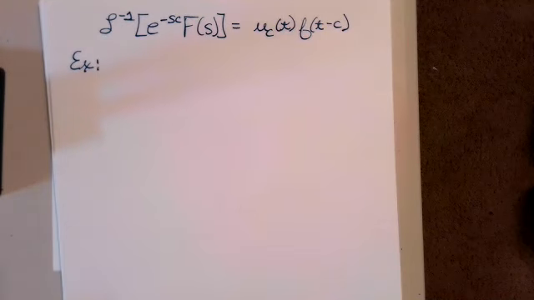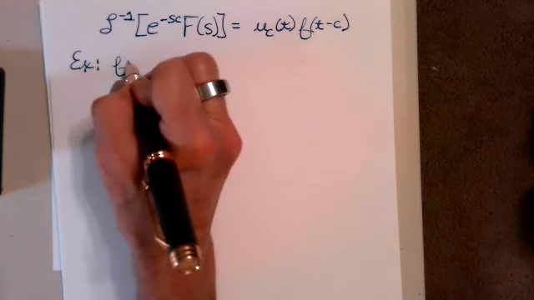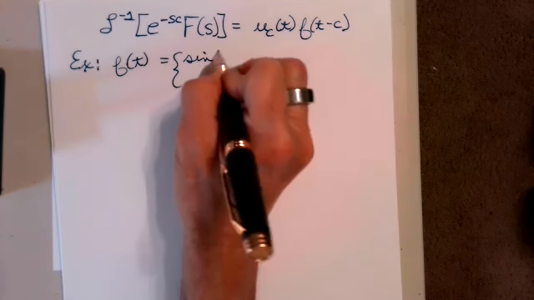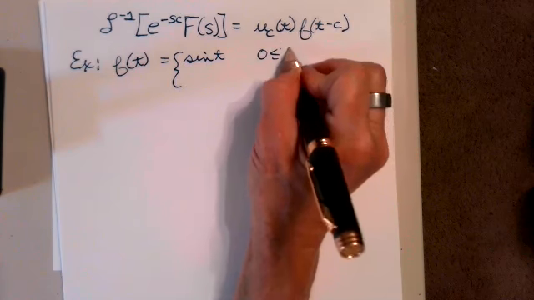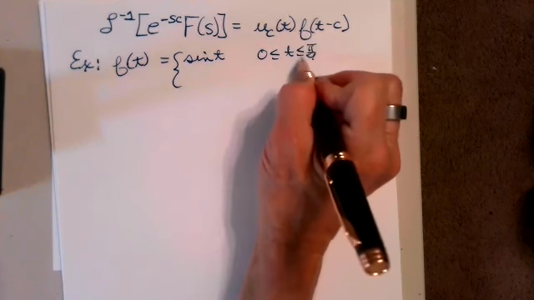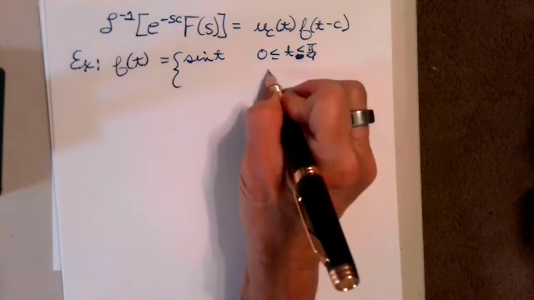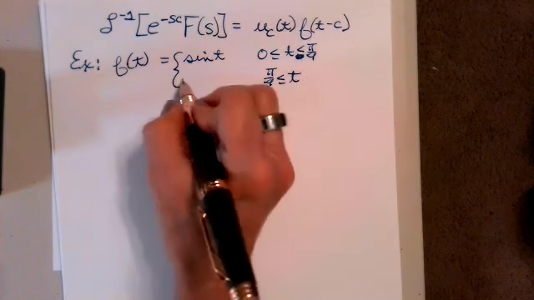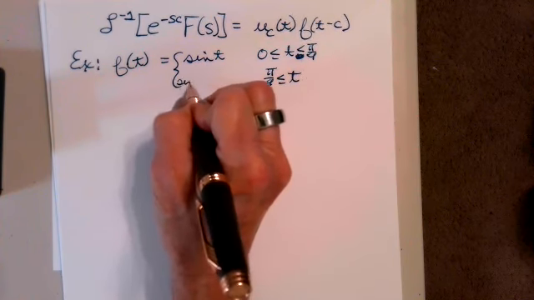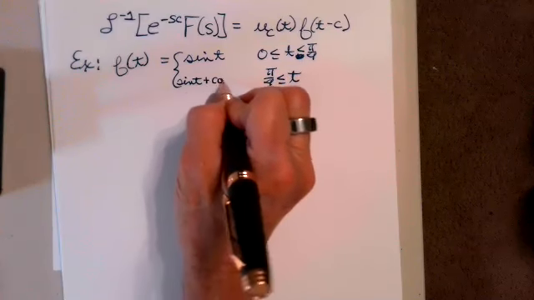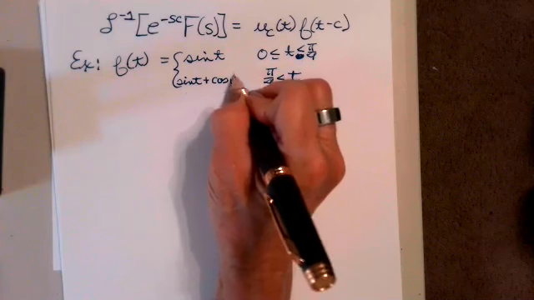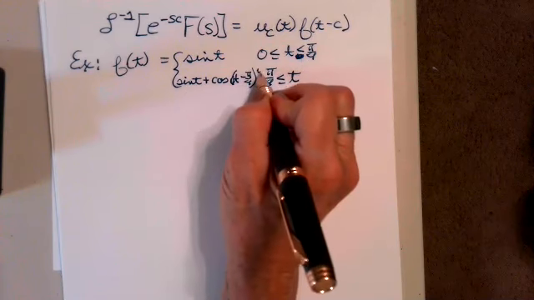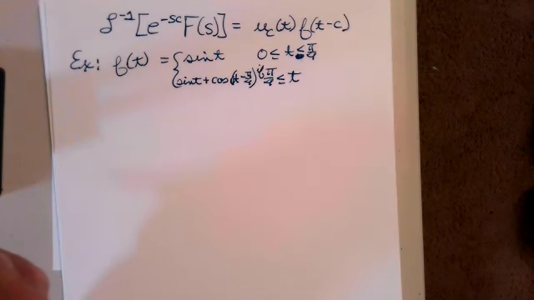So, an example. Let's start with f of t is, let's say, sine t if t is between 0 and pi over 4. And if t is bigger than or equal to pi over 4, then let's make it be sine t plus cosine of t minus pi over 4. I'm running out of room. Okay, so that's an if.